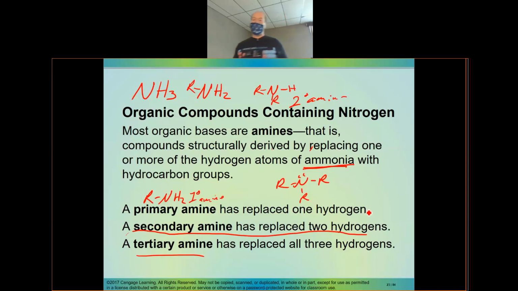All right, so when you did your alcohol, it was about how many carbons are attached to the carbon containing the OH. When you're doing your amines, it is about how many carbons are attached directly to your nitrogen. So if you have just 1 carbon attached, it's primary. If you have 2 carbons attached, it's secondary. If you have 3 carbons attached, it's tertiary.